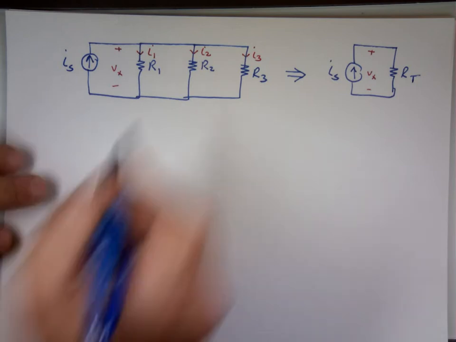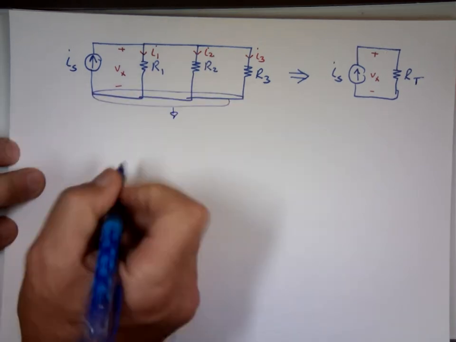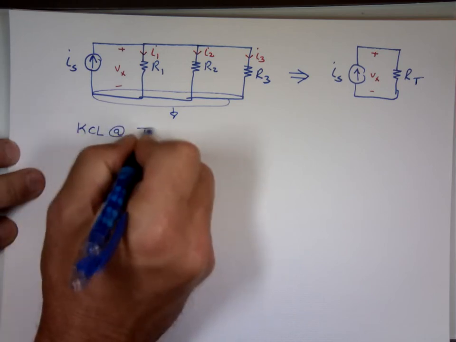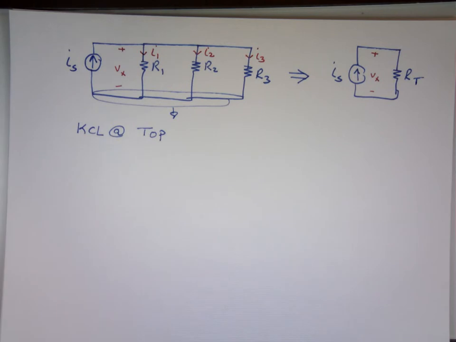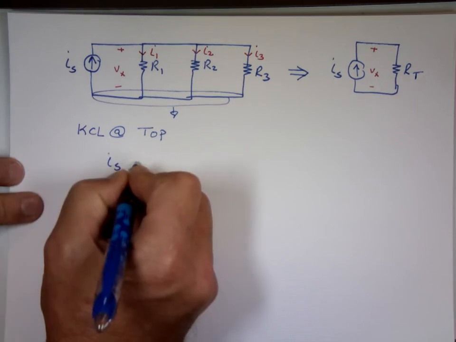This is ground here, so that doesn't count. There's only one node on the top. KCL at the top. Let's look at the current at the top. What is going into that node? I sub S. What's leaving that node?